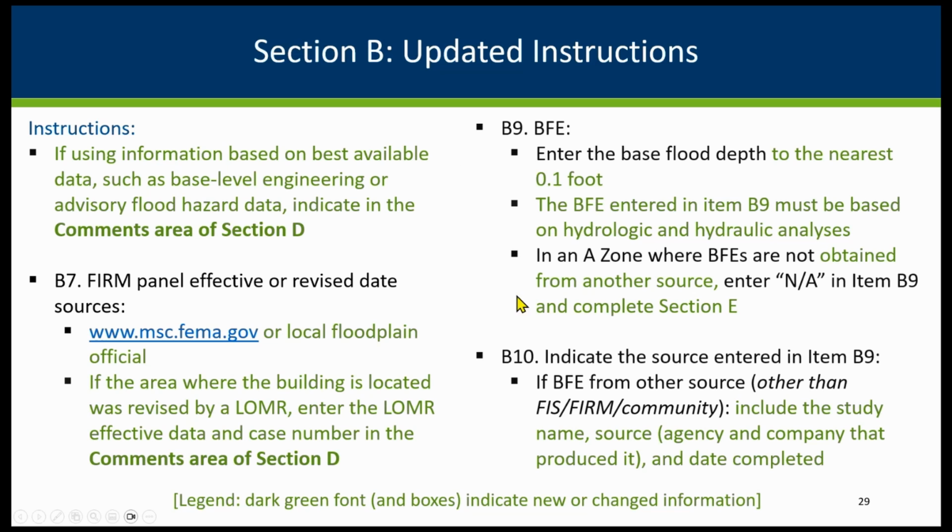Let me clarify that. In Minnesota, this is only going to be applicable in an AO zone. So you don't have a base flood elevation for an AO zone, but you've got the depth. So for B9, if you're in an AO zone, you can enter NA and then complete section E. And for B10, you're going to indicate the source entered for the item in B9.